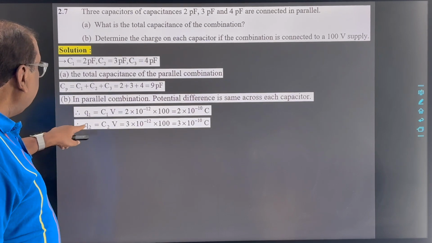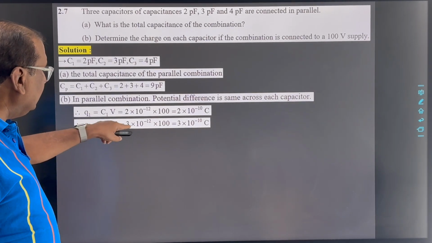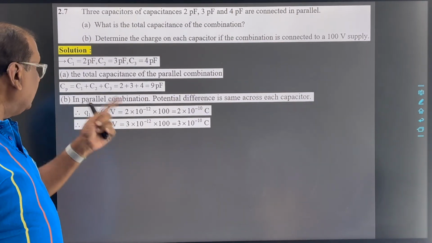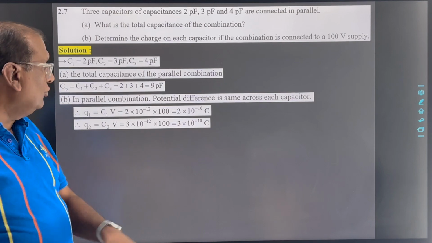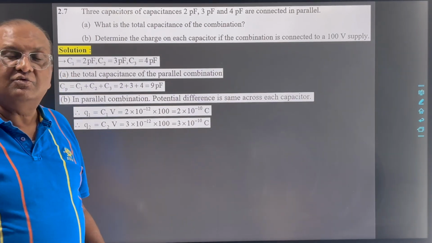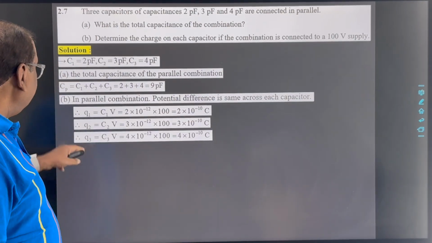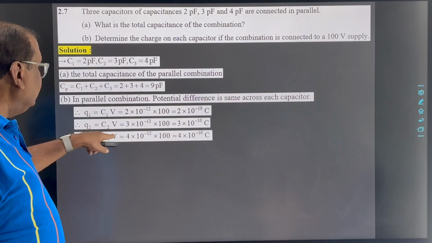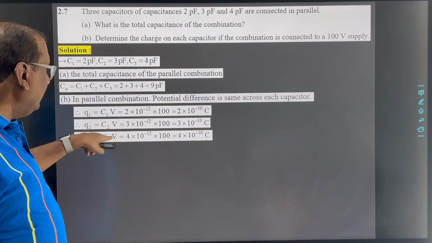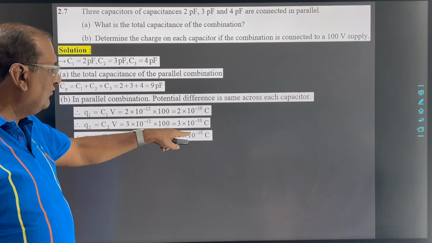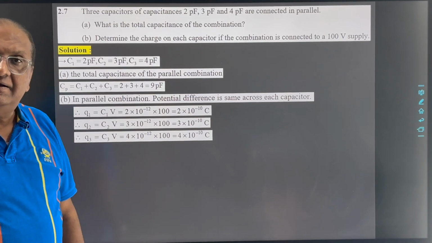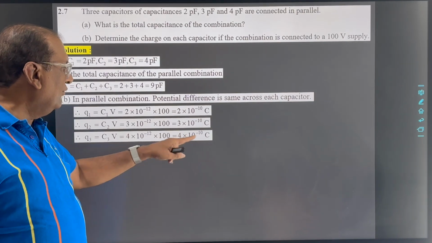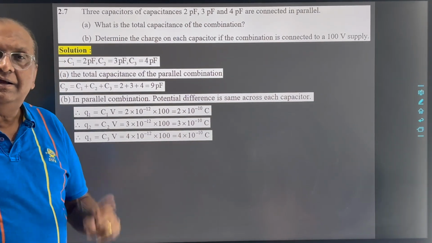Similarly, Q2 equal to C2V, C2 is 3 into 10 raised to minus 12, V is 100. So charge on second capacitor Q2 is 3 into 10 raised to minus 10 coulomb. And Q3 is equal to C3V, C3 is 4 into 10 raised to minus 12 into V 100. So charge on third capacitor Q3 is 4 into 10 raised to minus 10 coulomb.